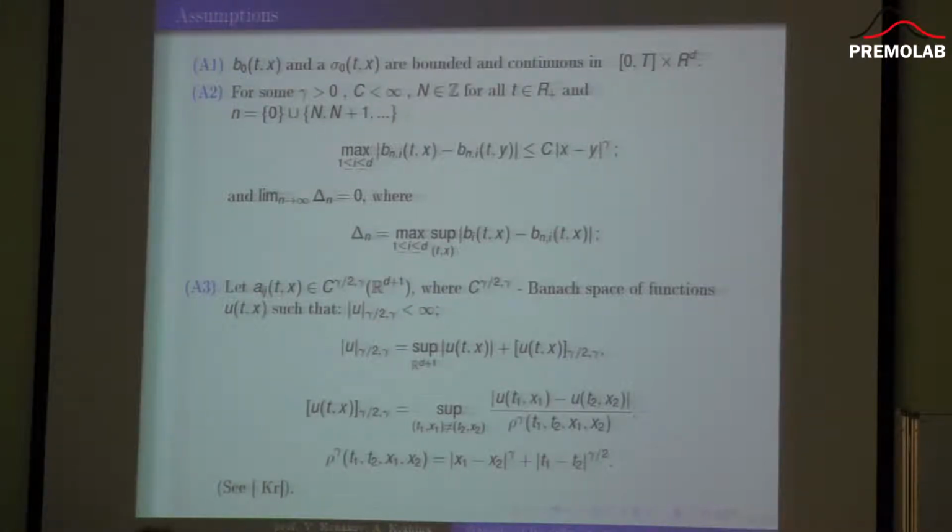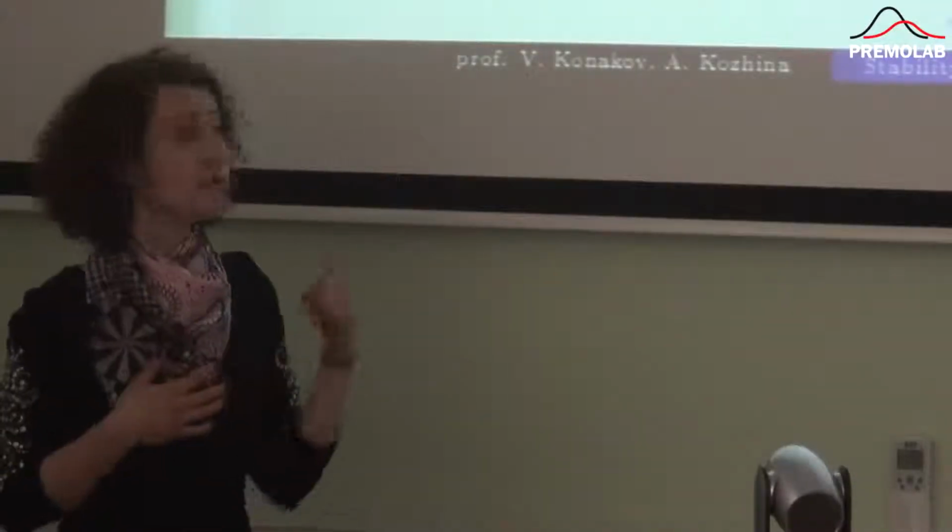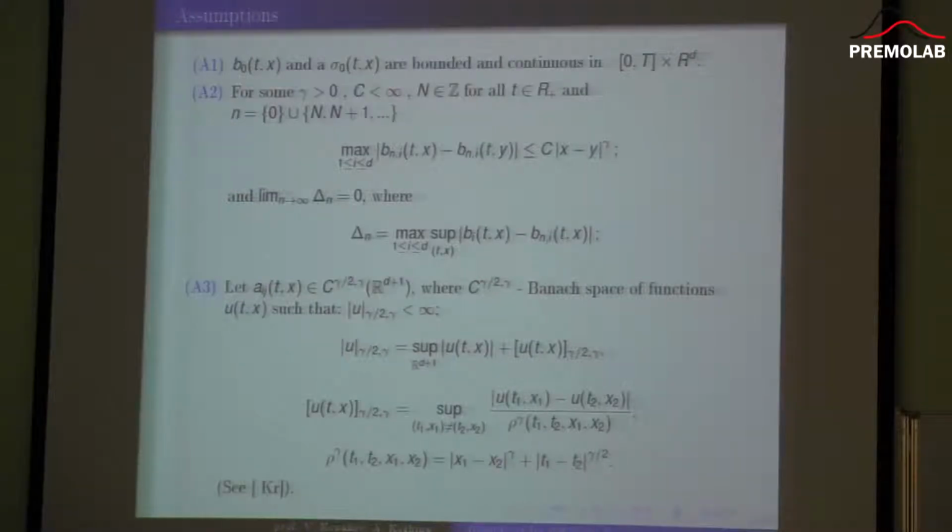What about assumptions? I should say in what sense we will estimate the difference between processes. We will do it in the sense of the difference between transition densities, so we want transition densities to exist. For this purpose, we assume boundedness and continuity for the coefficients of the first process. And also, as I've said, we want coefficients to be close enough.